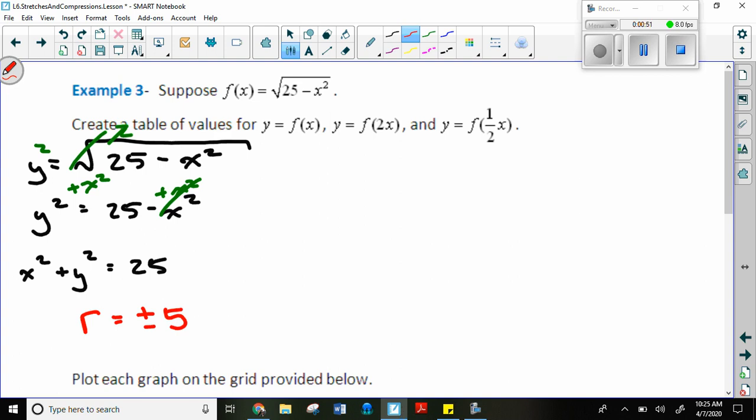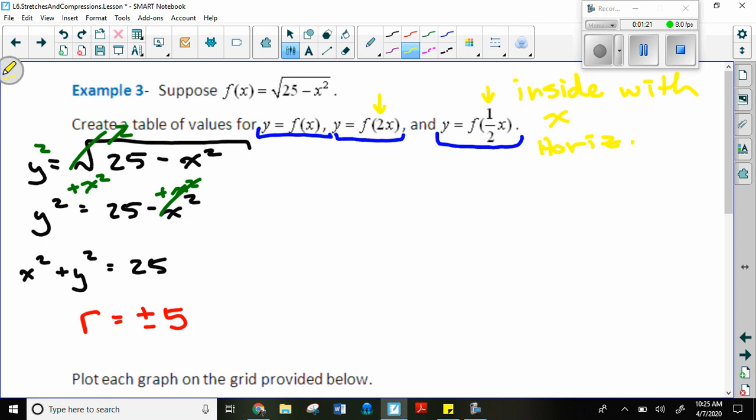So create a table of values for this, careful, something different happened there, and this. So notice our transformation for both of these questions is happening inside the function. It's happening inside with x. We have moved into our horizontal stuff. Okay? Now, whenever you go inside the function, everything gets backwards.